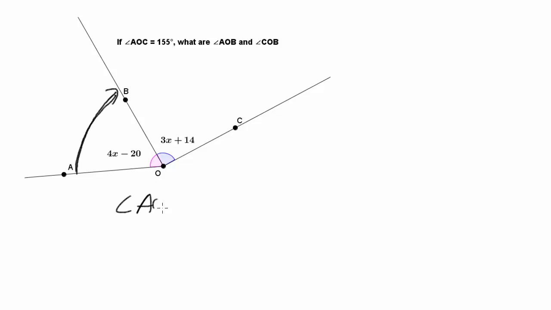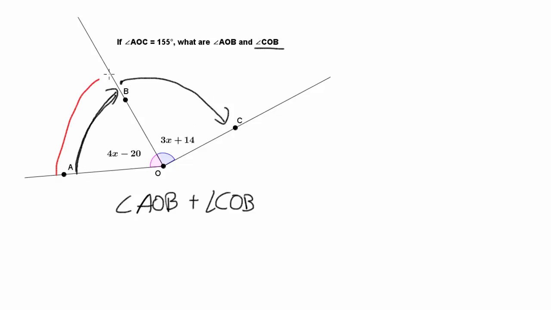So angle AOB plus the second angle will go from this point where we stopped all the way to ray OC. And this angle will be called COB or BOC. But since we have it as COB, we'll go with COB. When you add the two angles together, you will end up with the bigger angle, which is AOC.